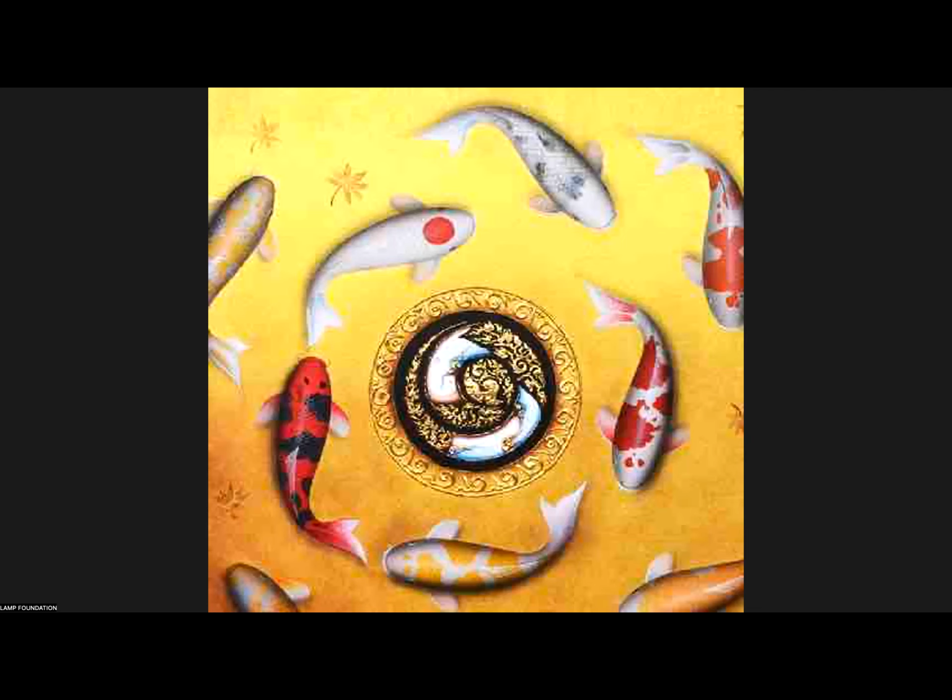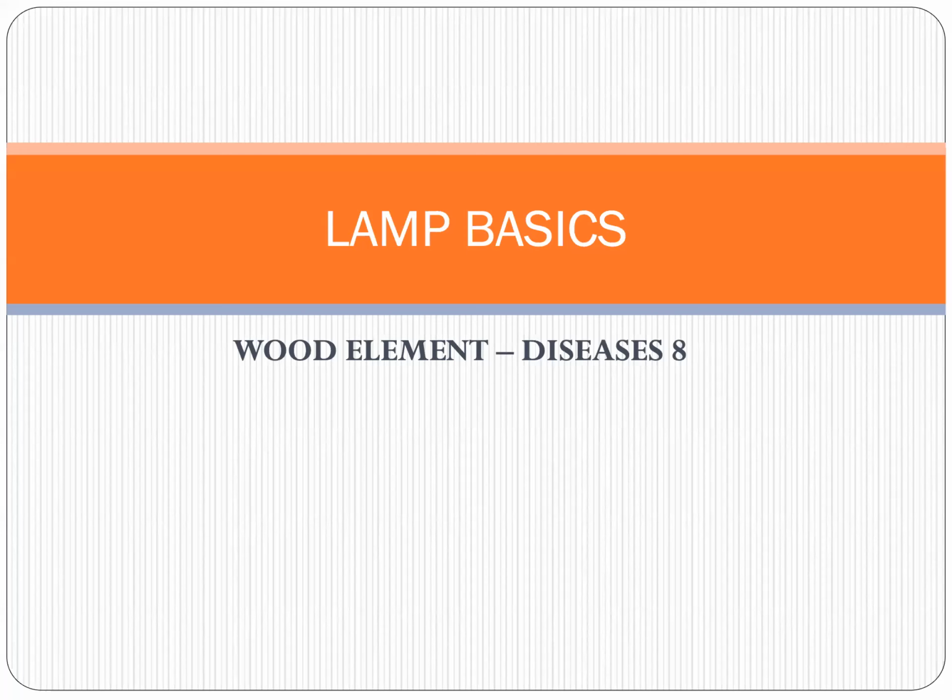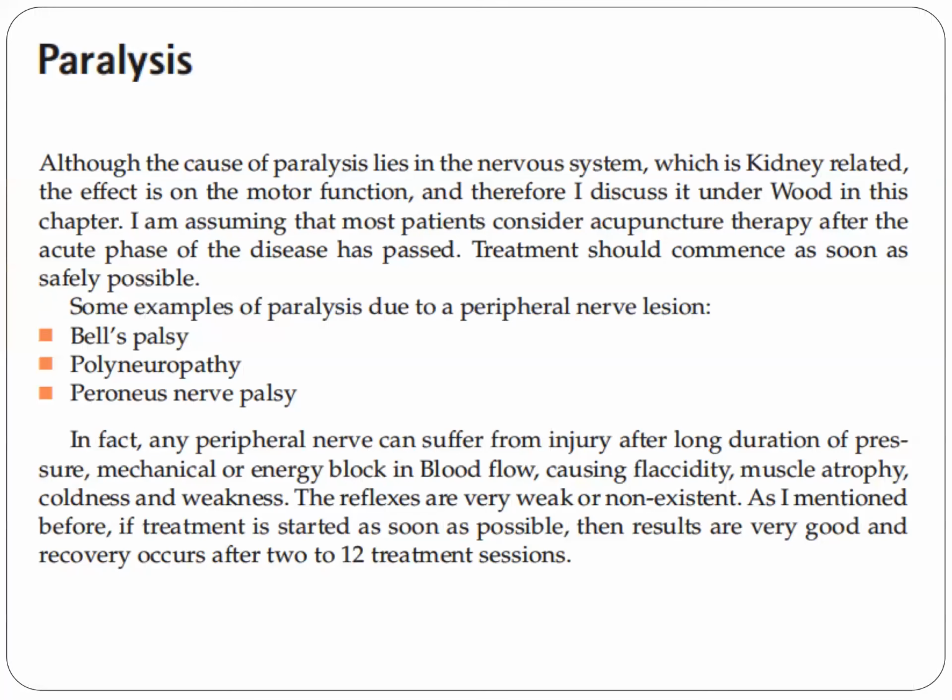Let's proceed to wood element diseases. Paralysis. Although the cause of paralysis lies in the nervous system, which is kidney-related, the effect is on the motor function. And therefore, we discuss it under wood. We are assuming that most patients consider acupuncture therapy after the acute phase of the disease has passed. Treatment should commence as soon as safely possible.